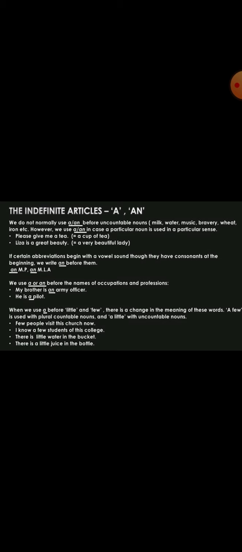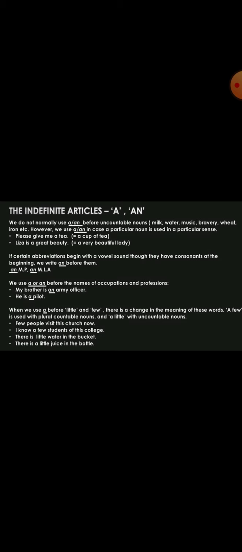Here in the first sentence, few people visit the church now. We can count them, right? That's why we will use a few with that. And they are plural also. Next one is, I know a few students of this college. We can count them and students are plural, right?